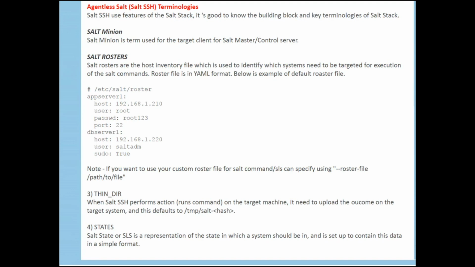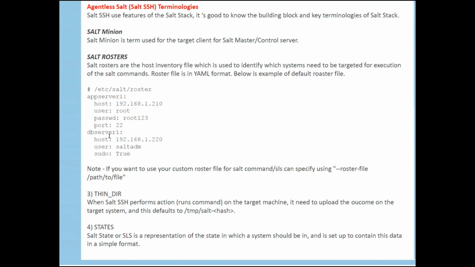So first thing, what is a Salt minion? Friends, Salt minion is the term used for the target client. So any target machine is called a minion. Salt roster. Salt roster is a host inventory file which is used to identify which systems need to be targeted for execution of Salt commands. If you have worked on Ansible, the Salt minion is your target host, and the Salt roster is your inventory file. Like in Ansible, we have the /etc/ansible/hosts file. So Salt roster is similar.